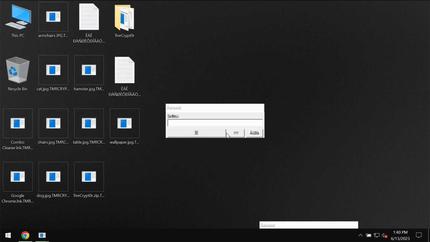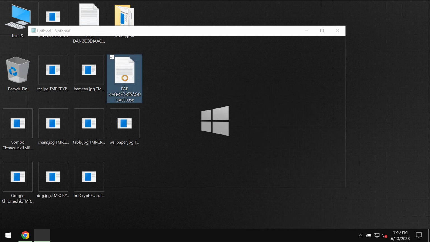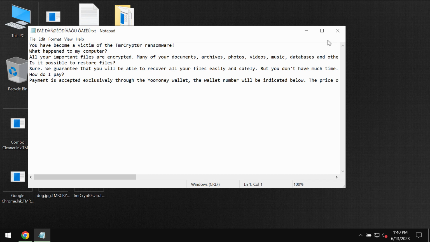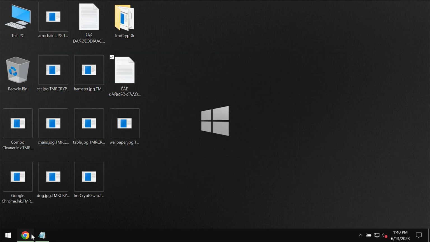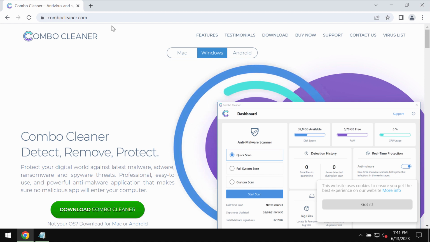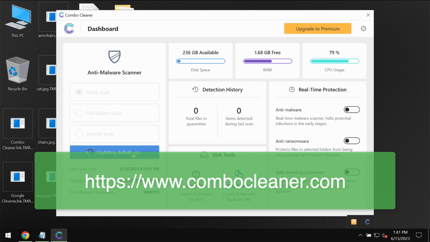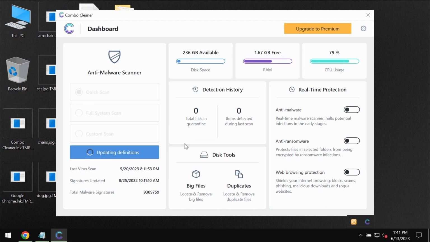But paying the ransom is not a good solution. This does not guarantee the file restoration. Don't pay the ransom. Don't waste your money. I recommend that you remove this ransomware with Combo Cleaner Antivirus. Get it on the page combocleaner.com, download it, install it, and then start carefully researching and investigating the system.